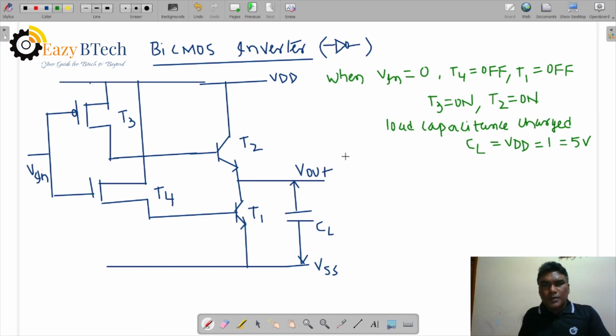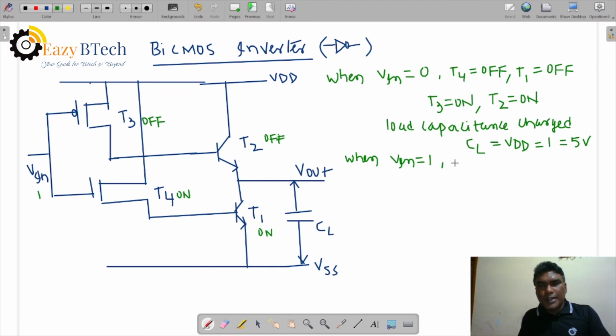Now the second condition, when Vin is equal to 1, or logic 1. So we are applying logic 1. What happens? T4 is on, so that T2 is also on. T3 is off, and T2 is also off. The capacitor will be discharged.